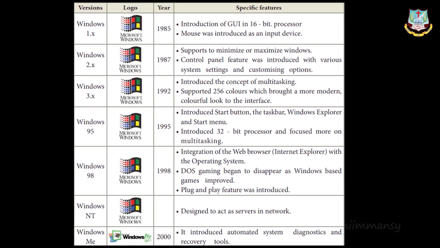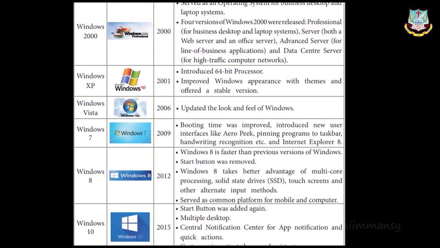Windows 95 means 1995. Windows 98 means 1998. Windows NT means it acts as the server in a network, right? Windows Me means it's in 2000. Next is Windows 2000 in the year 2000. Next, XP in 2001, Vista in 2006, Windows 7 in 2009, Windows 8 in 2012, Windows 10 in 2015.